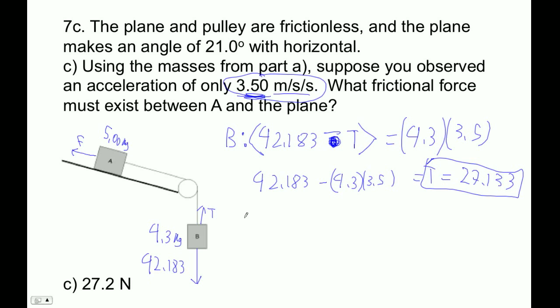Okay, so let's look at A, the situation for A. I think we have to figure out the parallel force, right? So A has got mg sine theta acting down the plane. So 5 times 9.81 times sine of 21 degrees. That's 17.578 acting down the plane, right?